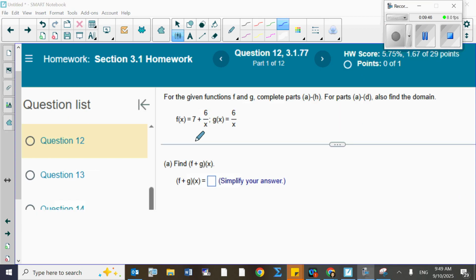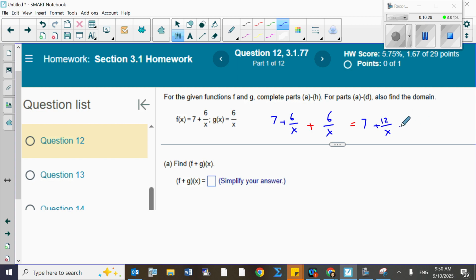Question 12 is asking us to find f plus g of x. We have two functions, f of x and g of x, and we want to add them together. So all we need to do is write the equation for each of them, 7 plus 6 over x, and then 6 over x, and we're going to add them together. Okay, so 7 is going to be here. 6 over x plus 6 over x will be 12 over x, because if you have two fractions with the same denominator, you can keep the denominator and add the tops together.